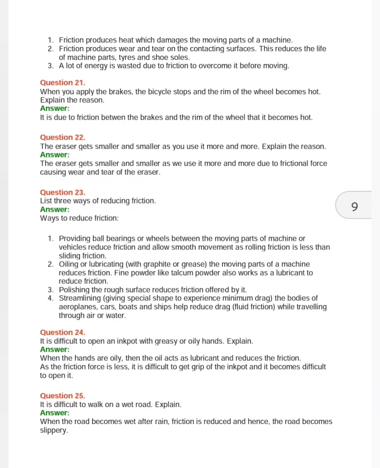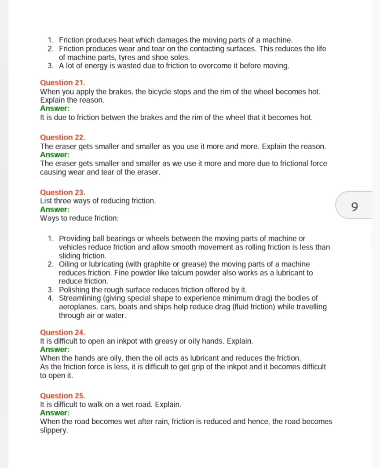Question 24. It is difficult to open an ink pot with greasy or oily hands. Explain. Answer. When the hands are oily, then the oil acts as lubricant and reduces the friction. As the friction force is less, it is difficult to get grip of the ink pot and it becomes difficult to open it. Question 25. It is difficult to walk on a wet road. Explain. Answer. When the road becomes wet after rain, friction is reduced and hence the road becomes slippery.